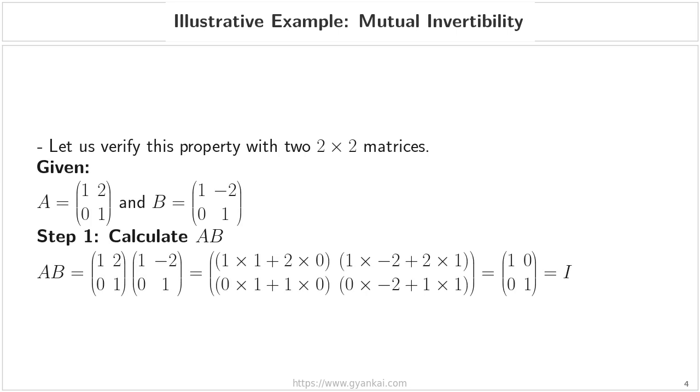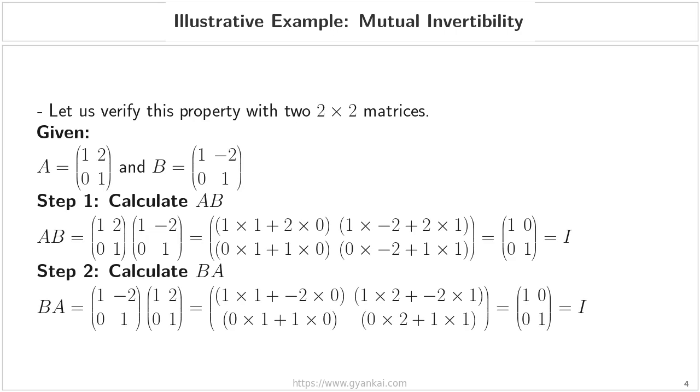In step 1, we will calculate the product of A and B by multiplying the rows of A by the columns of B. We find that the top left element is 1 times 1 plus 2 times 0, which equals 1. The top right element is 1 times -2 plus 2 times 1, which equals 0. For the bottom row, 0 times 1 plus 1 times 0 equals 0, and 0 times -2 plus 1 times 1 equals 1. As you can see, the resulting matrix is the identity matrix, I.